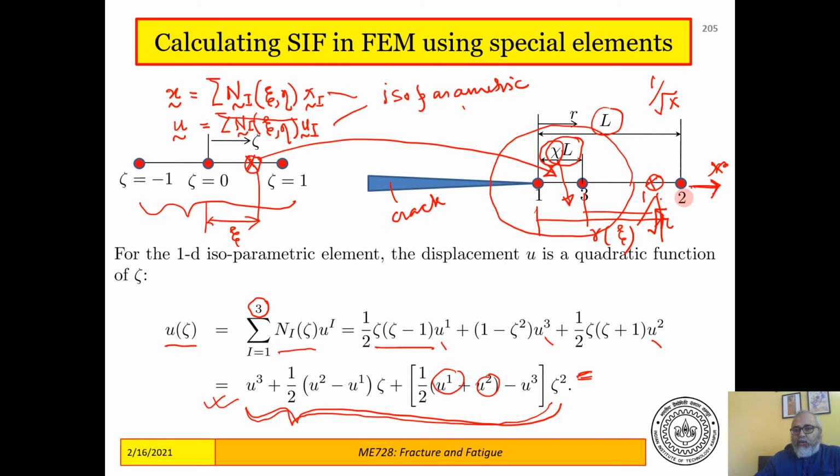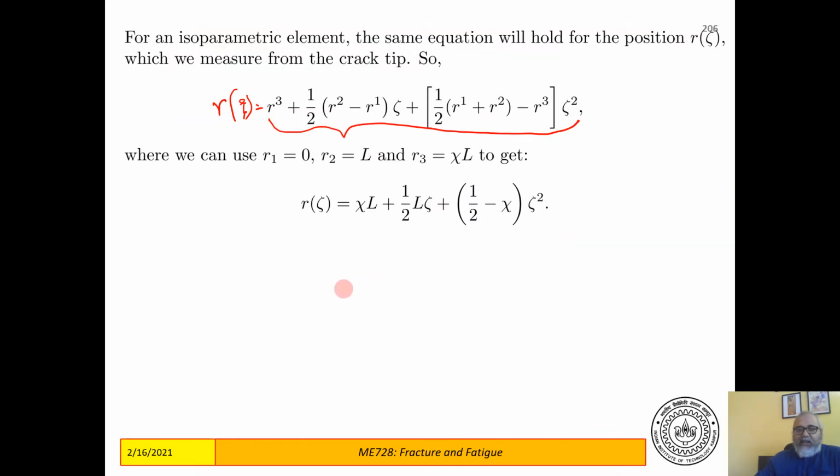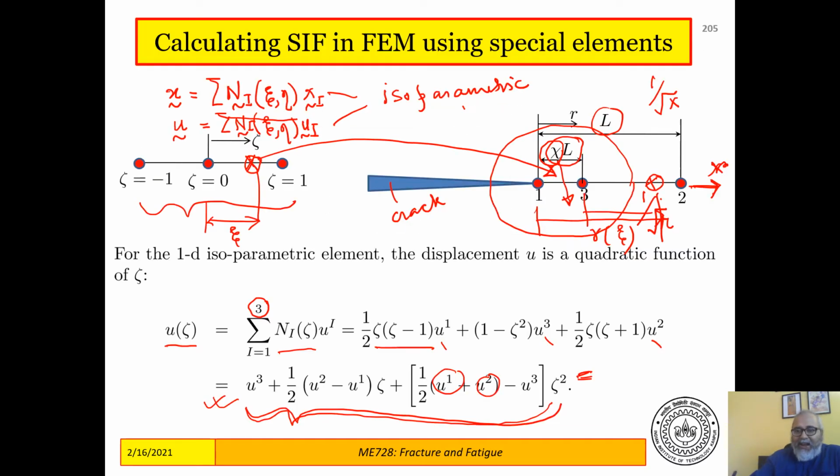R1 is 0, R2 is L, and R3 is chi times L. So I plug that in, and then r of zeta comes out to be this. I've just put in the values of R1 is 0, R2 is L, and R3 is chi times L. When I plug that in, this is the r that I get. That means given a zeta, this would be the position vector of a crack tip isoparametric element, one-dimensional, quadratic, containing 3 nodes.